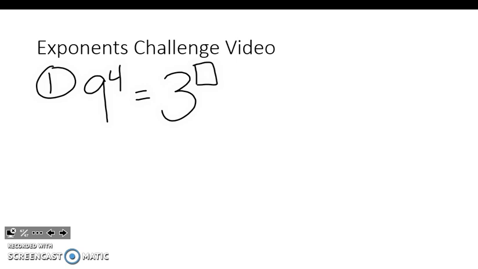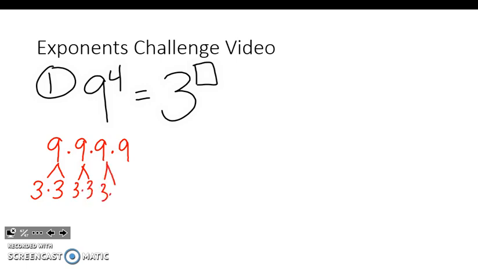9 to the 4th power is the same thing as 9 times 9 times 9 times 9. So we need to figure out, if it's 9 times 9 times 9 times 9, what would that be in terms of threes? Well, hopefully you can recognize that each 9 is made up of 2 threes. If I took 3 times 3, I would get 9. If I took 3 times 3, I would get my other 9. If I took 3 times 3, I would get my third 9. And if I take 3 times 3, I would get my fourth 9.